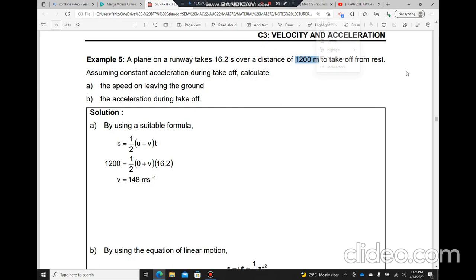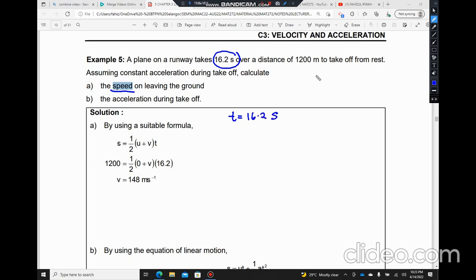Daripada dia rest kan. Okay, so kita boleh guna mana-mana formula yang sesuai sebab dia nak the speed. Okay, the speed means V ataupun velocity ataupun halaju. Okay, so kalau soalan satu dia nak V. Okay, mula-mula kita kumpulkan information yang ada. First kita ada yang ni, this one is T. So T equals to 16.2 second. And then you have this one, distance 1,200. So S equals to 1,200 meter. Okay, so we need to find V.